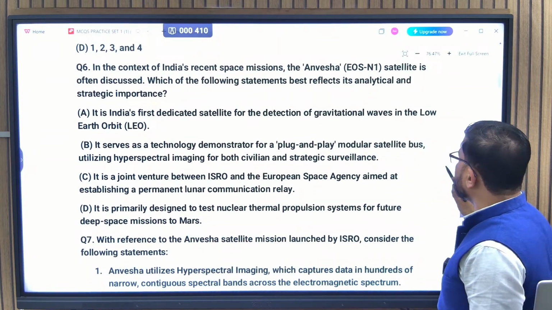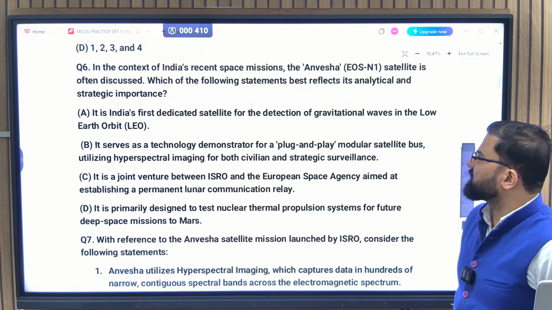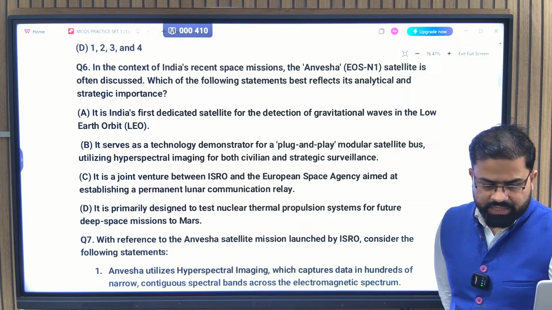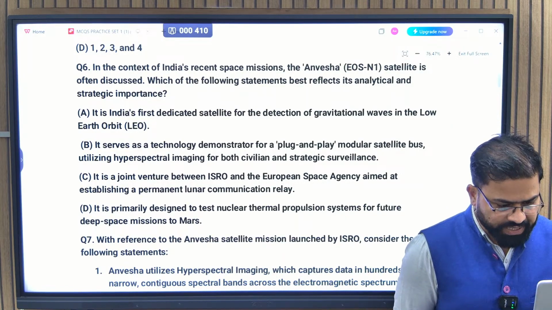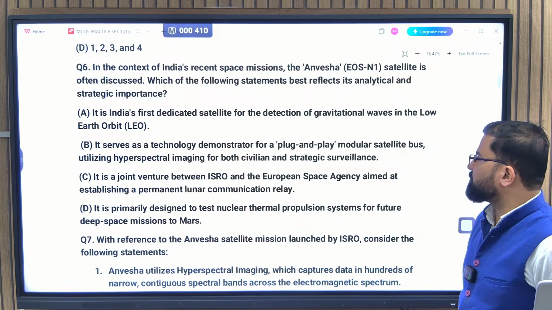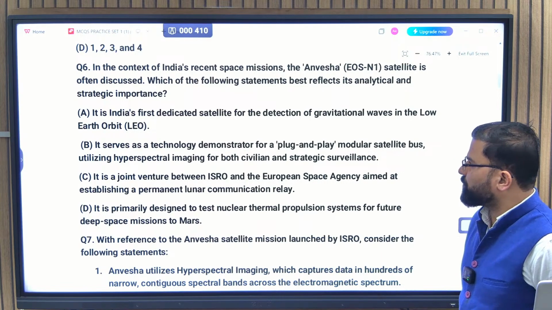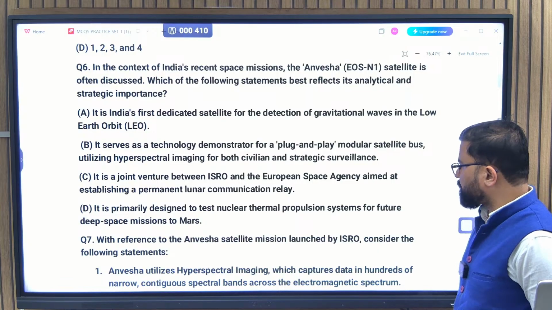Okay. Question number 6. In the context of India's recent space mission UNVASE, we have discussed. Please do reply in the form of 6A, 6B, 6D, and please do participate. In the context of India's recent space mission, the UNVASE satellite is often discussed. Which of the following statements best reflects its analytical and strategic importance?